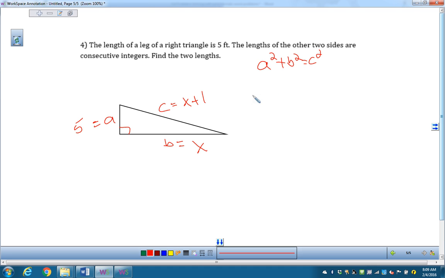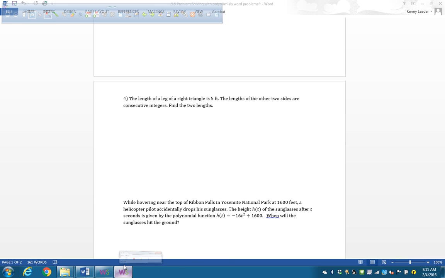So now you could set up an equation. a is 5. 5 squared plus x squared is equal to, by itself, x plus 1 squared. Okay? So I'm going to give you guys some time to try to do this. FOIL this out, bring everything onto one side, and then try to factor it. Okay? Go ahead. Give it a shot.